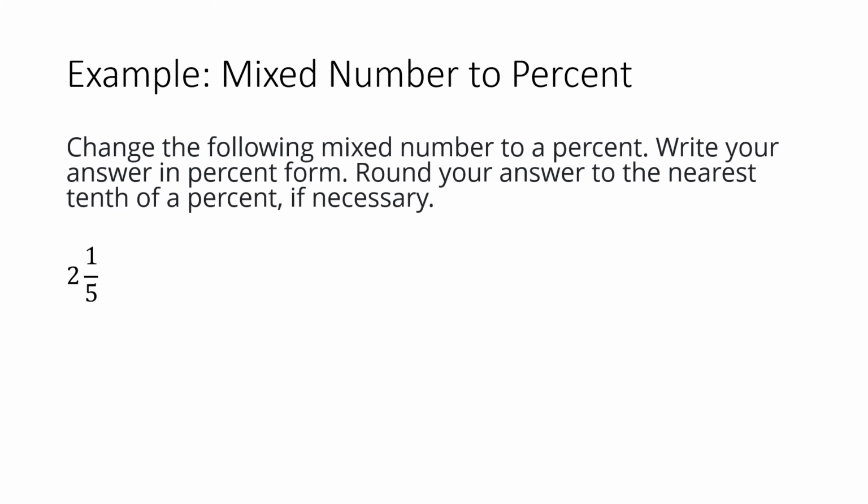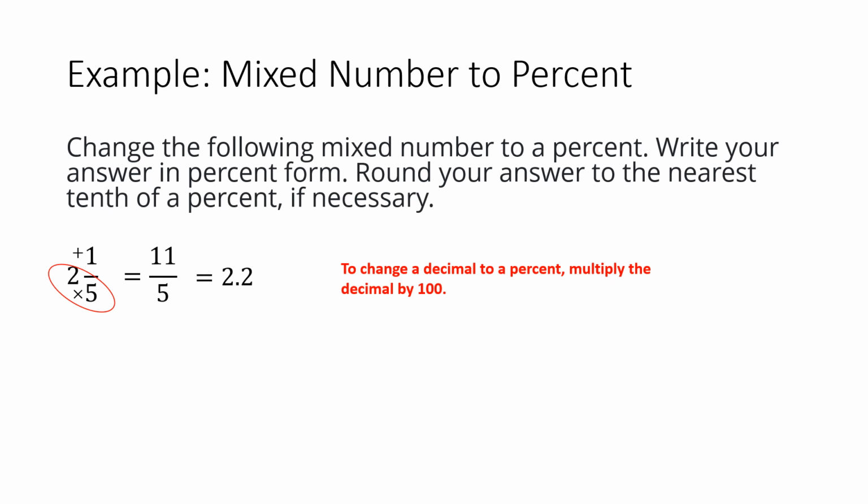So how would we change the mixed number to a percent? I'm going to follow my method of changing that mixed number to an improper fraction first. So I'm going to take 2 times 5, and then add 1 to get my new numerator to be 11, and then my denominator is still going to be 5. Then I'm going to use my calculator to get a decimal, which is going to equal 2.2. And then to change a decimal to a percent, all I'm going to do is multiply that decimal by 100. So I'm going to do 2.2 times 100, and that's going to give me 220%.